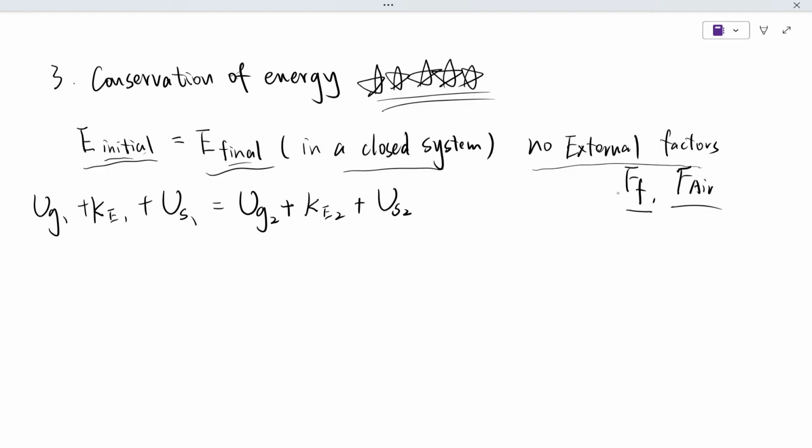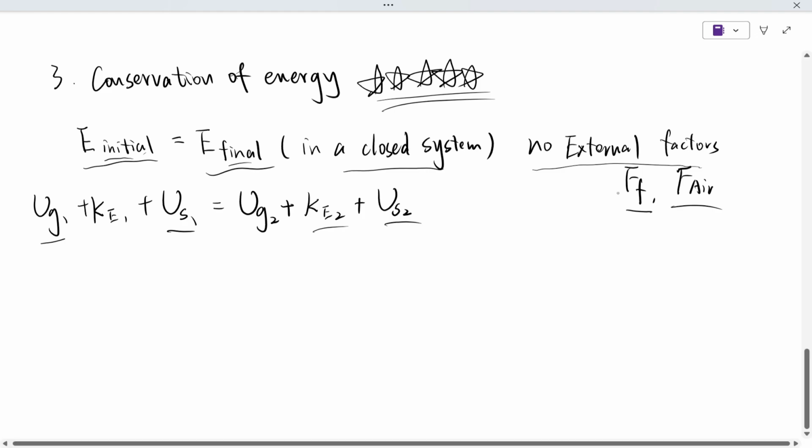So the expanded form of the conservation of energy equation is UG1, the gravitational energy at the initial state, plus KE1, the kinetic energy at the initial state, plus US1, the spring potential energy at its initial state, is equal to UG2, the gravitational potential energy at its final state, plus KE2, the kinetic energy at its final state, and US2, the spring potential energy at its final state.